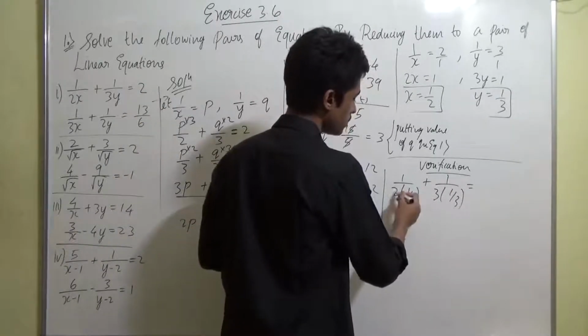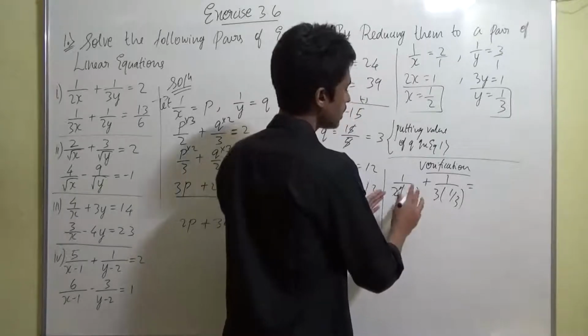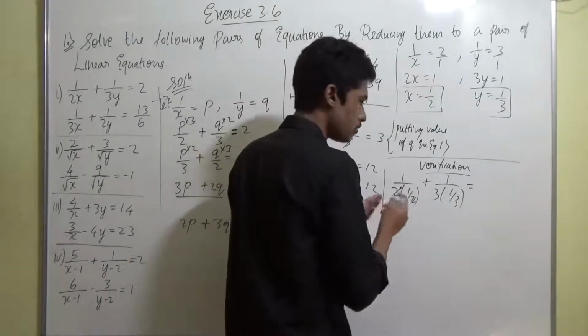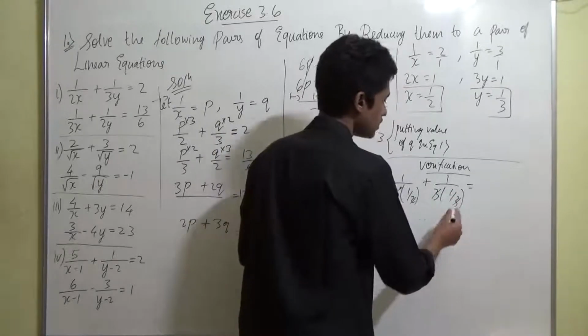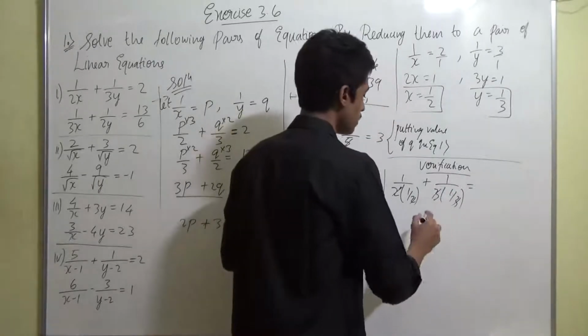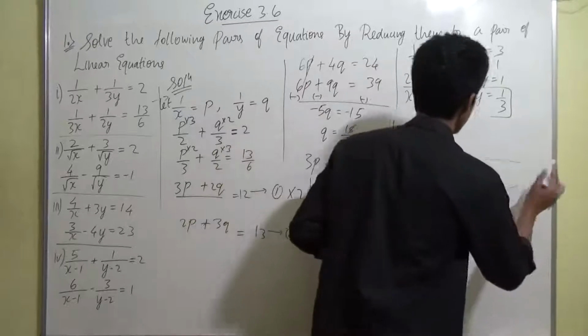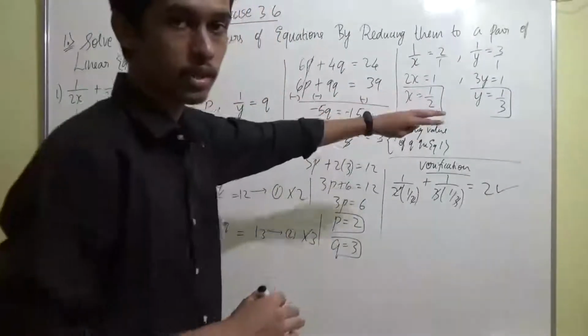So here 2 will get cancelled up, right? This one is in division with this one. 2 will get cancelled up. So here in denominator only 1 is left out. So it's 1 by 1 equal to 1. And again here 3 will get cancelled up. So it is 1. 1 by 1 is also 1. So 1 plus 1 is nothing but equal to 2. Hence verified. So the first equation we verified the value of x and y.